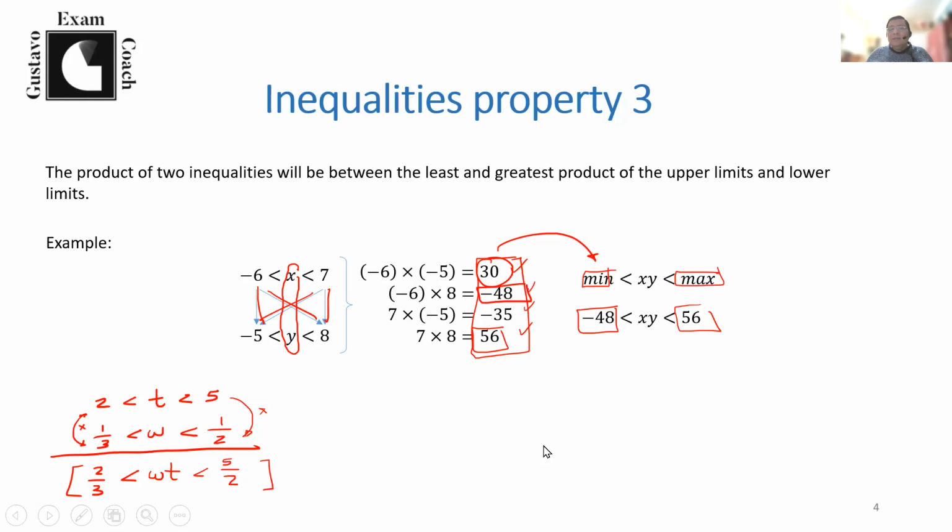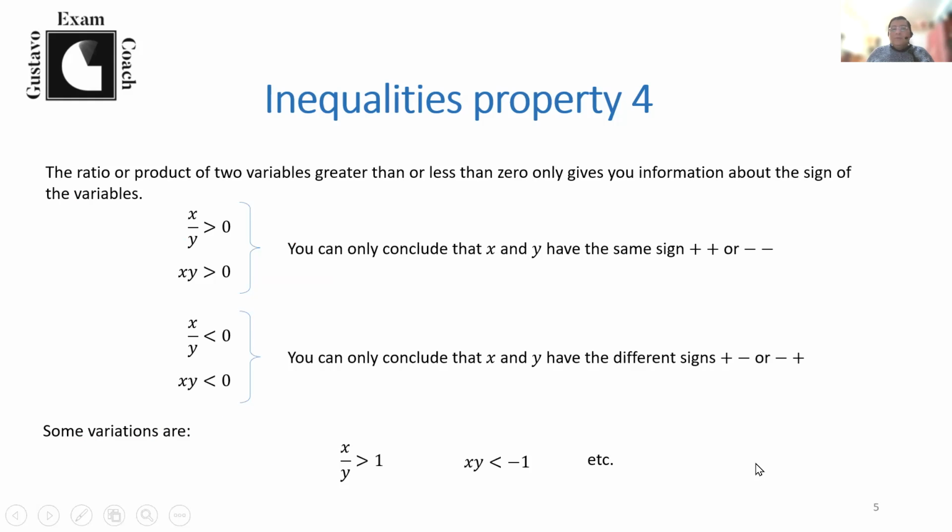Let's try property number 4. It says the ratio or product of two variables or algebraic expressions in general greater than or less than 0 only gives you information about the sign of the variables. Take a look at this.